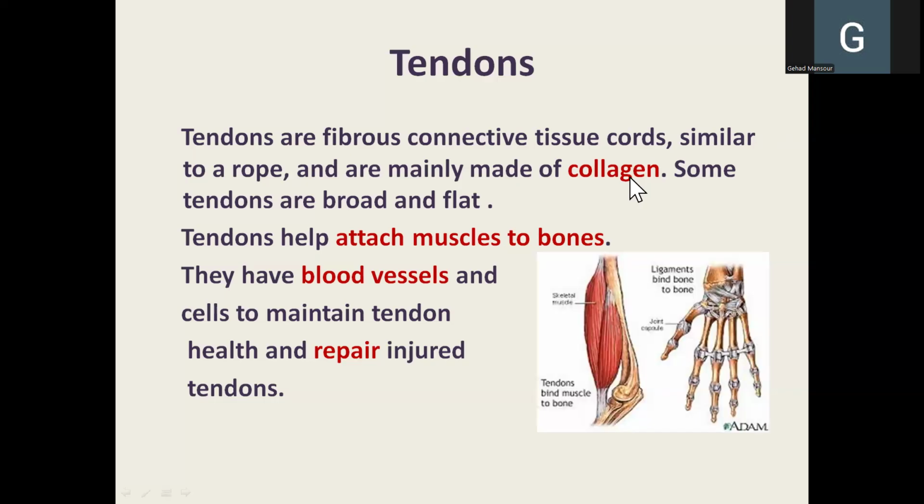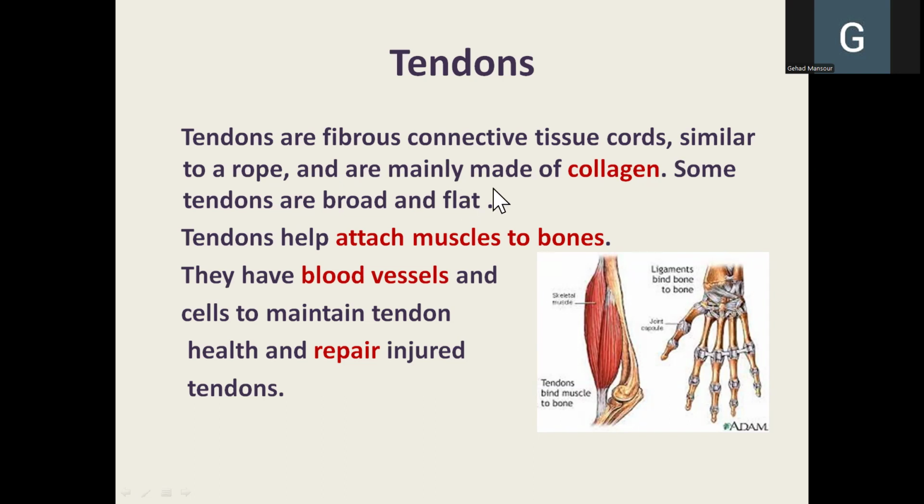I might ask you about the importance of the fact that the tendons are made up of collagen. Of course, collagen is a contractile protein. It is also an elastic protein, so it provides elasticity mainly to the tendon and to all the structures that contain collagen. Some tendons are exceptionally broad and flat.